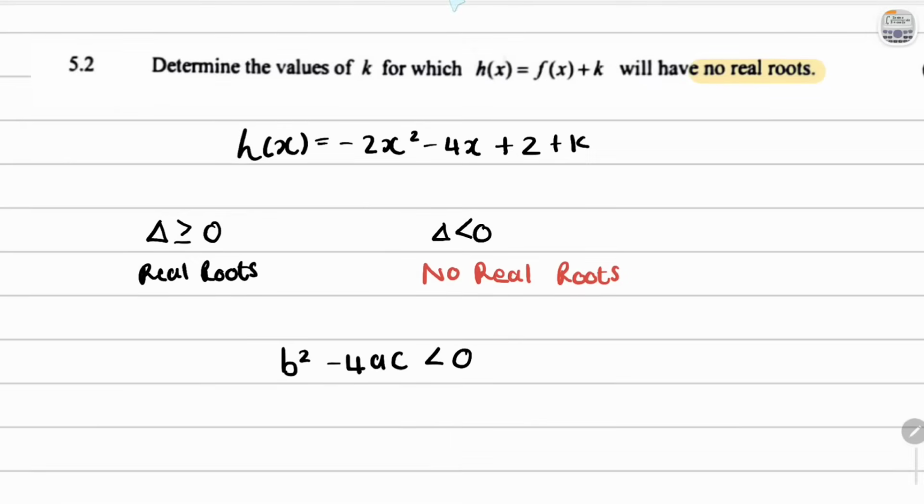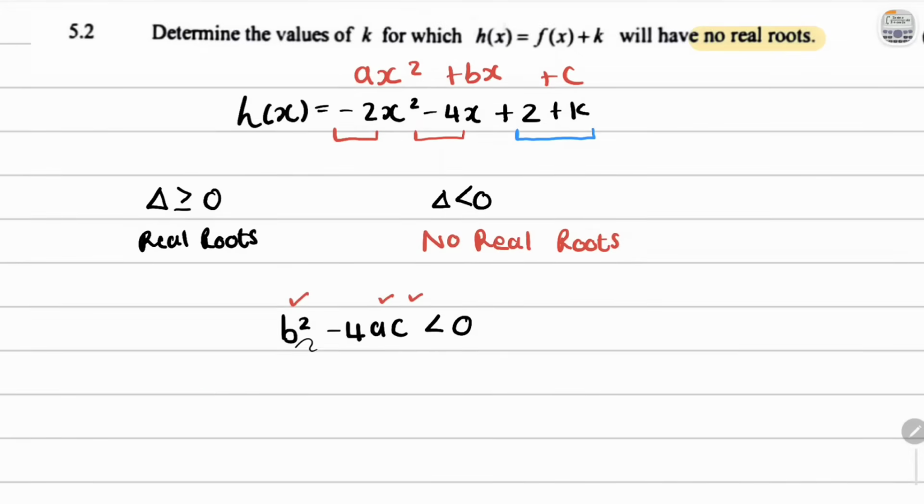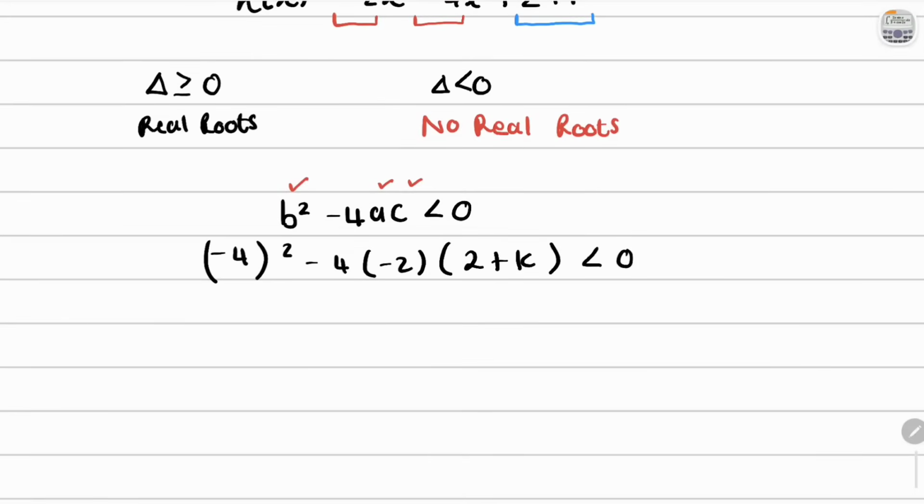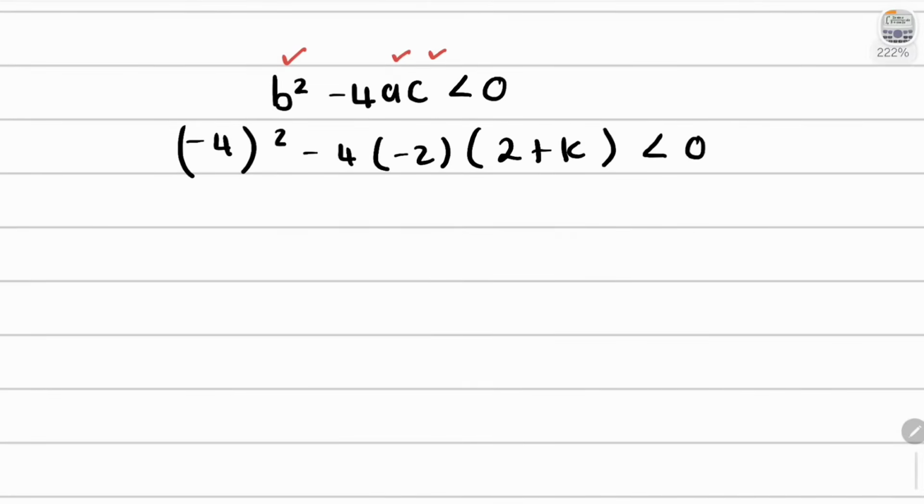Okay, so let's go ahead and find that. So we're going to have to find out what is b, a, and c. So this is in the form of ax squared plus bx plus c. So you can see that the a value is -2, the b value is -4, and the c value is everything that does not have x in it, which is the 2 plus k. Okay, so that is going to be -4 all squared minus 4 times -2, and then a is 2 plus k, must be less than 0. And you simply just have to solve for this inequality. Okay, it's a simple inequality because it's linear, it's not quadratic.